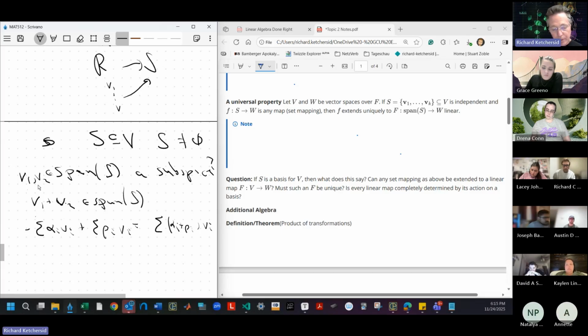If I take a scalar multiple of something in the span of S, is it in the span of S? Sure, because I'm just multiplying by all these scalars anyway. It's just changing the scalars, right? Is 0 in the span of S?